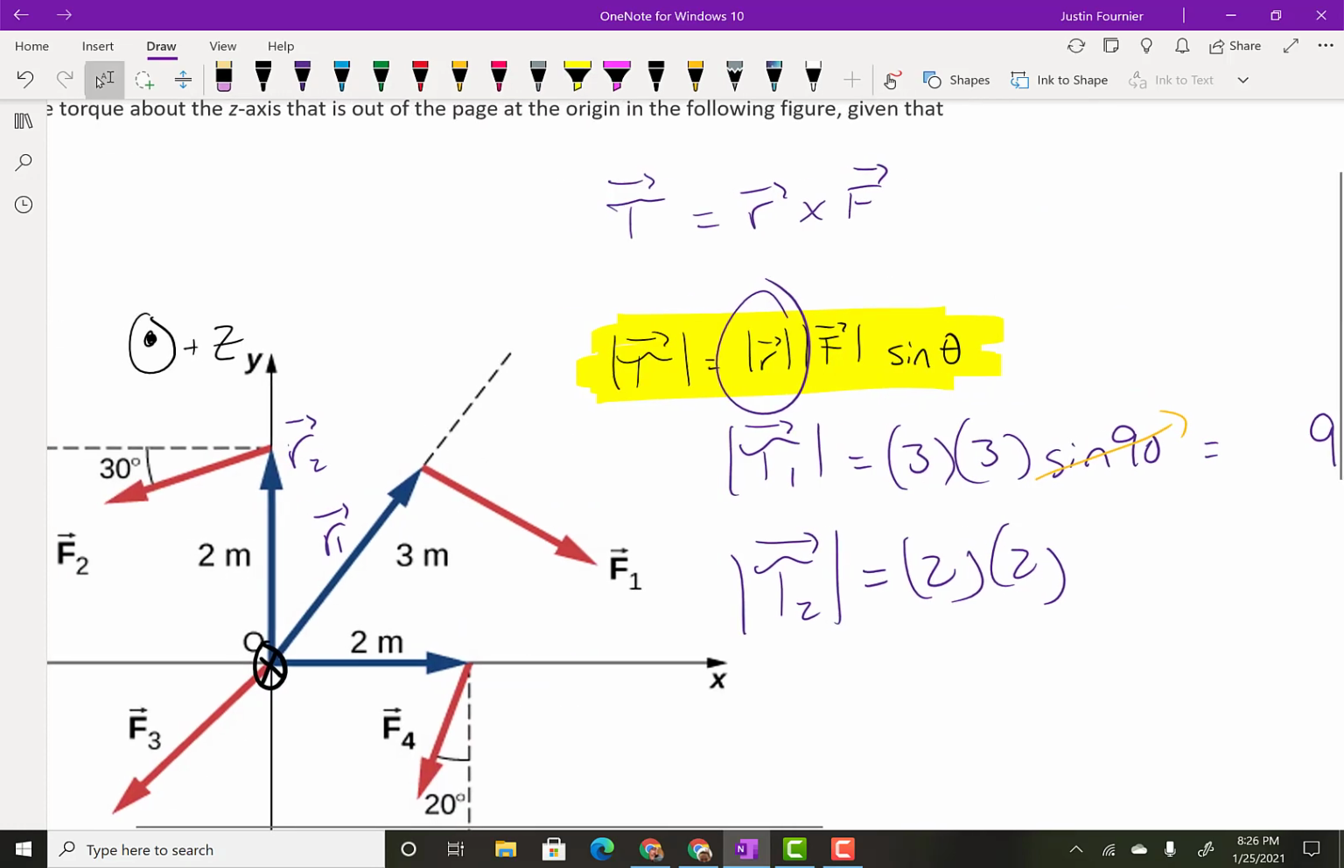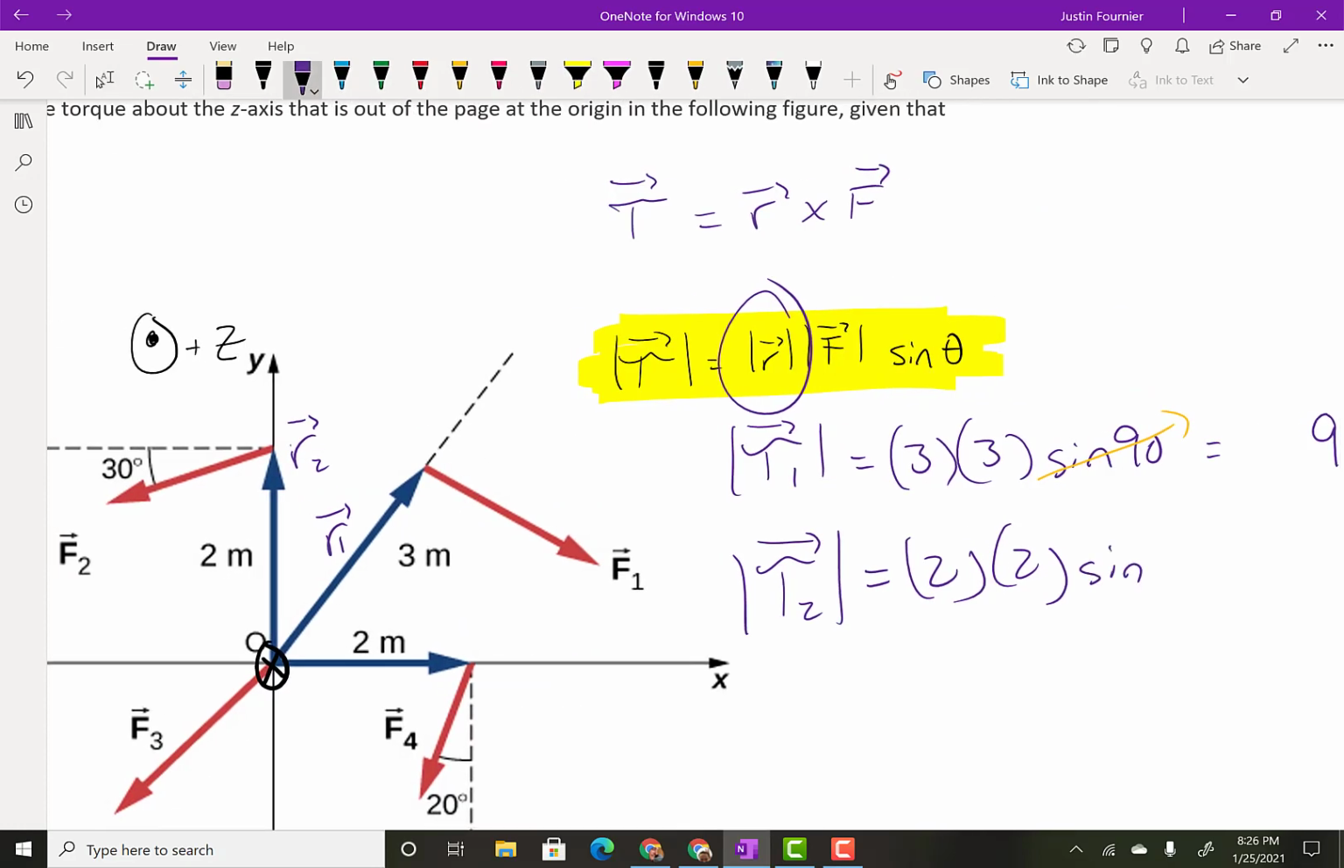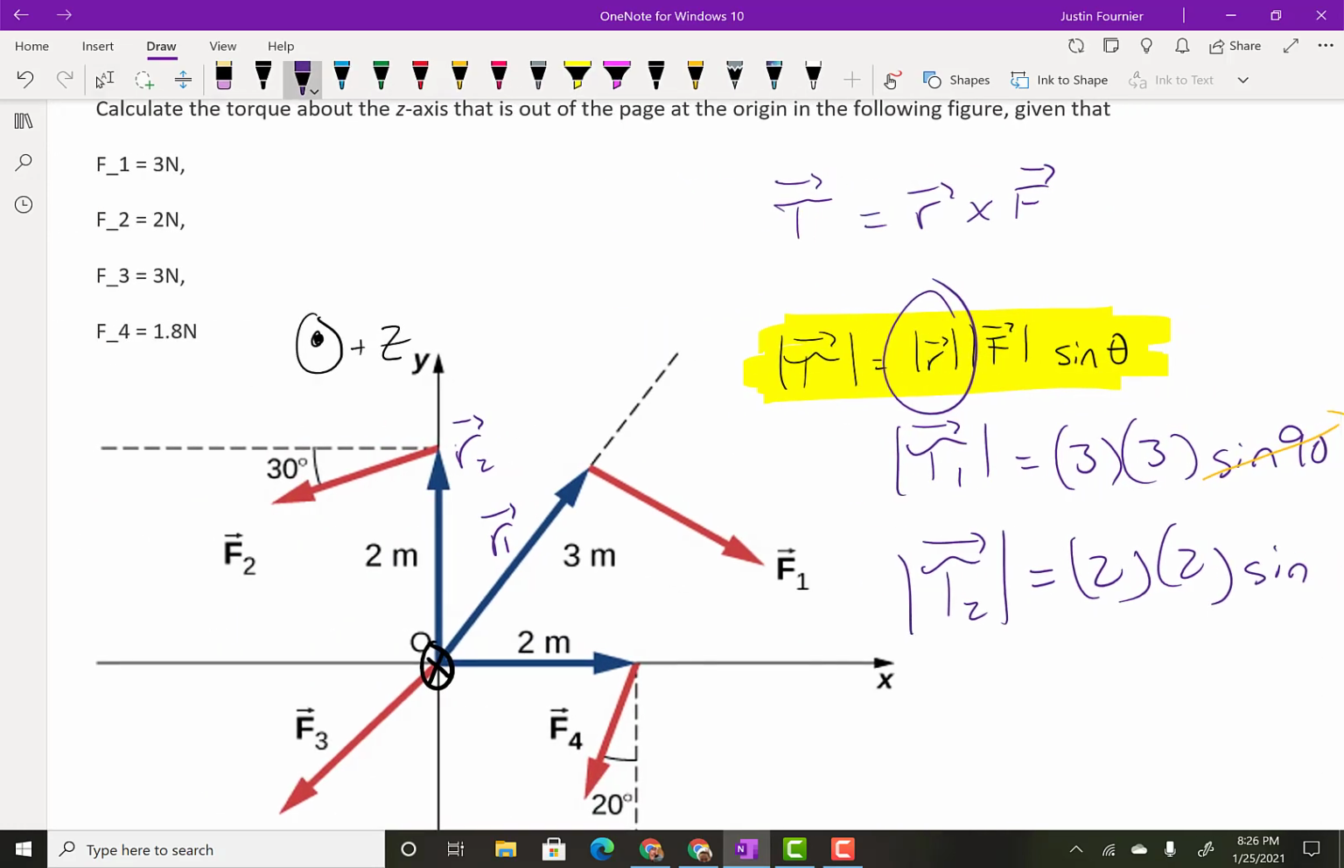Now the angle is where things are going to get a little bit tricky. For the sine of the angle, you can do some fancy geometry, like you did in the Pivot Interactive, and figure that out. I always just stick with it.